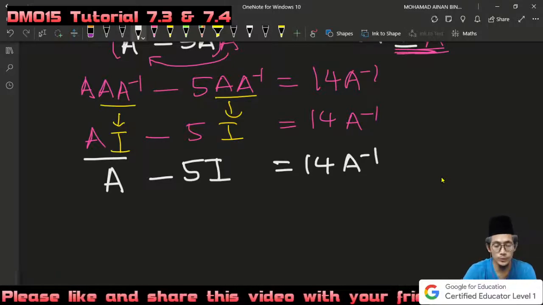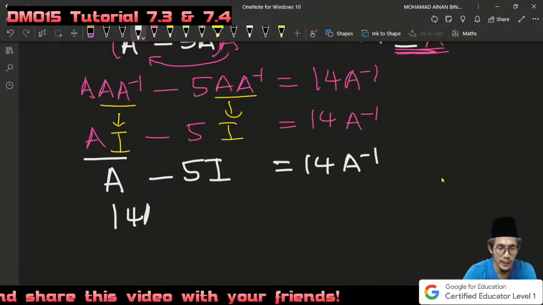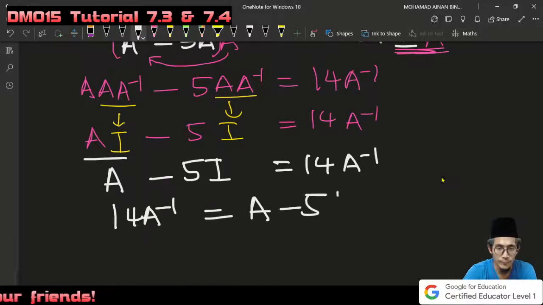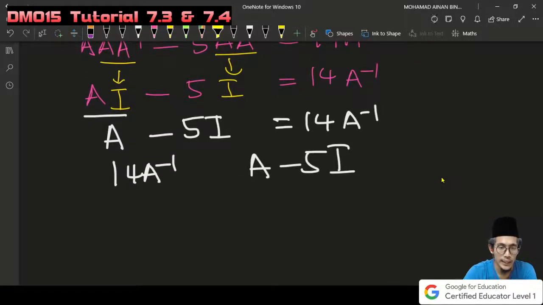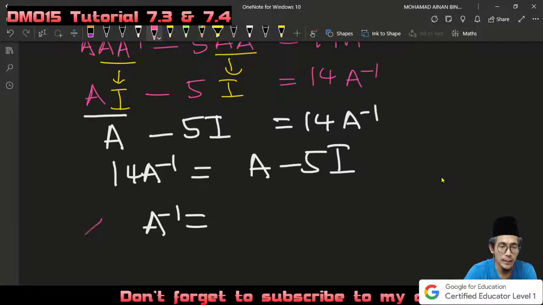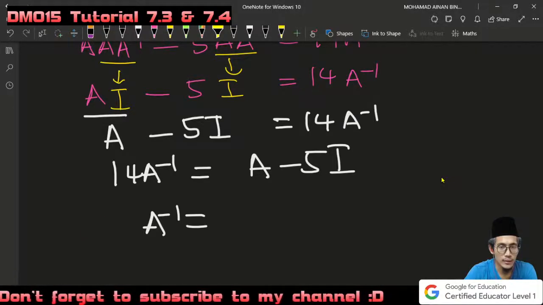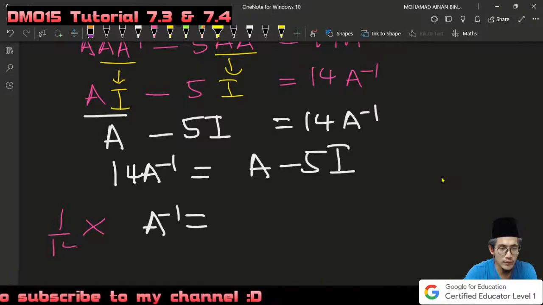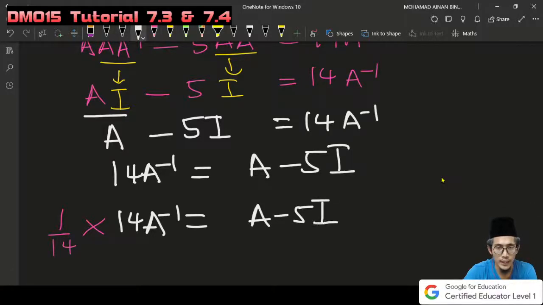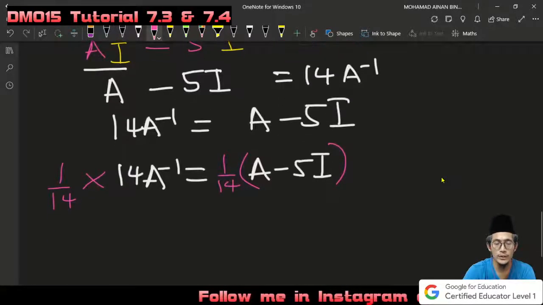So, in order to tidy it up, we put 14A on the left hand side and then equals, we turn it sideways, like that. And what is our aim? Our aim is A inverse. So what should we do with this one? We multiply by 1 over 14. Multiply by 1 over 14. This is A minus 5I. This one, 1 over 14.